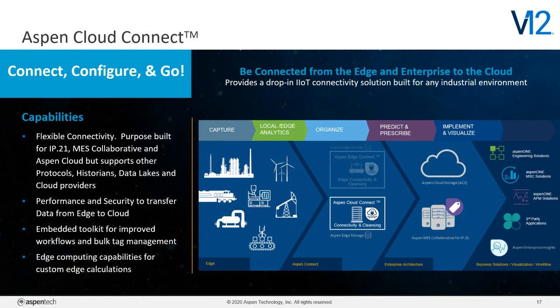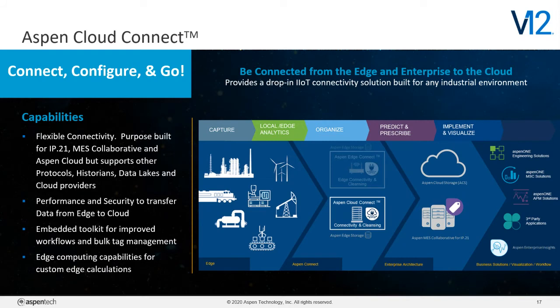So one of our differentiations here is that we have always been flexible in terms of what we can connect to. But with V12, we are releasing a purpose-built IP21 connector with the MES collaborative as part of that. And then of course, there's connectivity to the Aspen Cloud as part of the new AIoT hub. But true to our nature, we want to make sure that we are very data focused and data driven, because our attention is on the business solution side. So we support other protocols, other historians, things like data lakes and other cloud providers to really drive the focus on solving a business solution and not getting caught up in trying to solve connectivity needs.